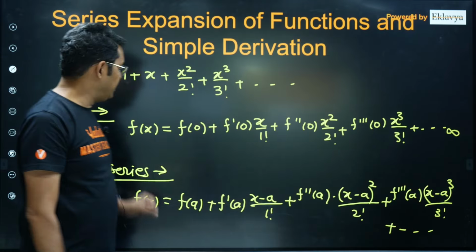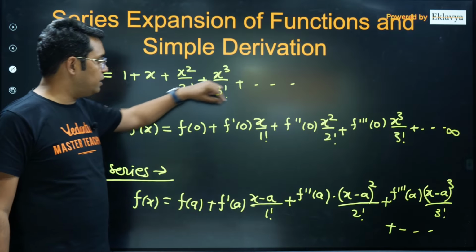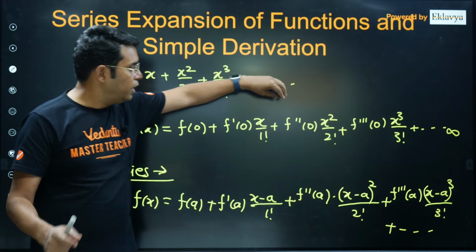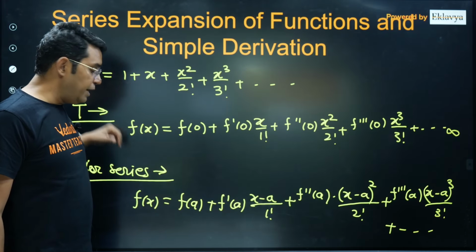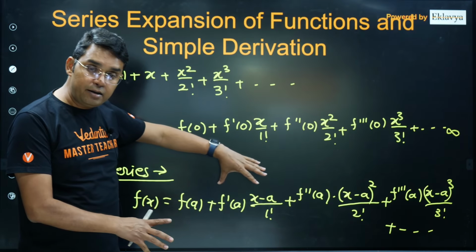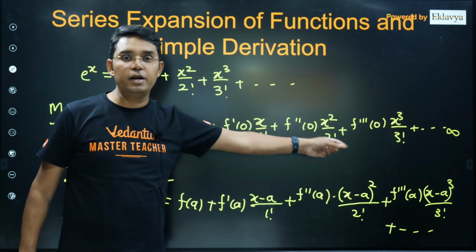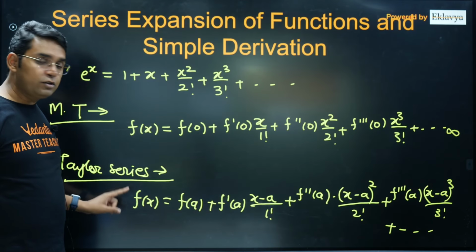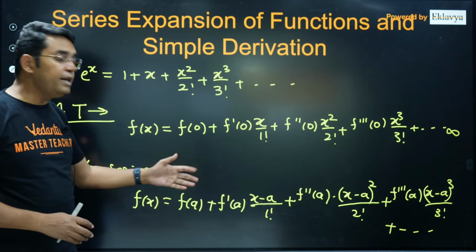So what's the difference? You can see Maclaurin theorem says you can write your function centered about the origin. You can say x minus 0 whole square, x minus 0 whole cube, etc. Whereas in case of Taylor series, you can expand it considering a as a center point. So (x minus a) square and so on. I think this Maclaurin theorem is a special case of Taylor series. In Taylor series, you can write about any number.